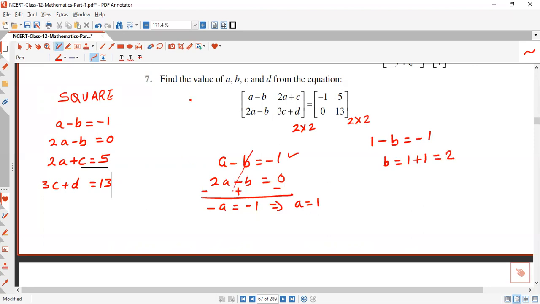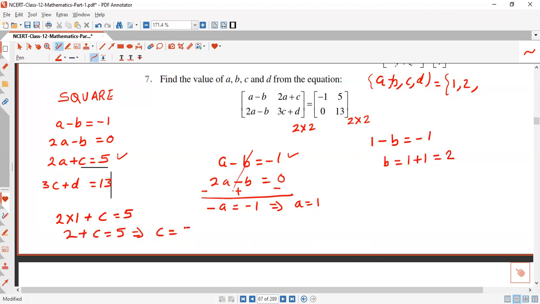A and B are now known to us: A equals 1, B equals 2. C and D we have to find out. See the third equation: 2A plus C equals 5. Put the value of A here: 2 into 1 plus C equals 5. 2 plus C equals 5 implies C equals 5 minus 2, which comes out to 3. So C is 3.